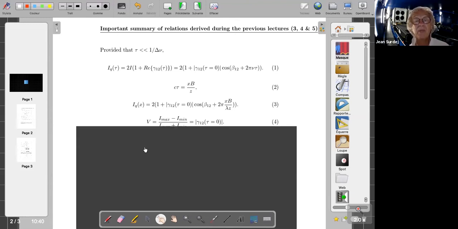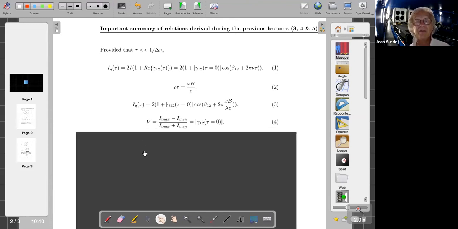Now, a very important quantity is a measurement of the contrast of the fringes, which is known as the visibility. And if we calculate by means of this formula, we just find that it's just the module of the complex degree of mutual coherence. So we have a direct way, by measuring the visibility of the fringes, to know what is the module of this expression.